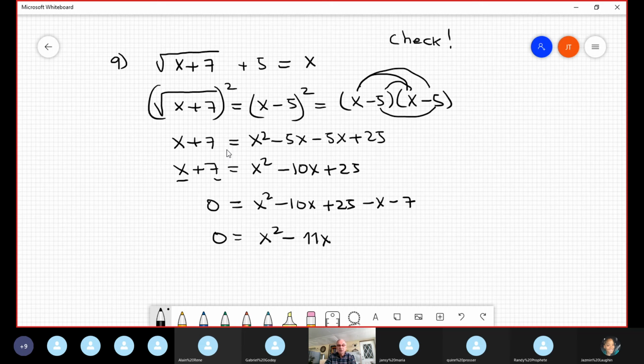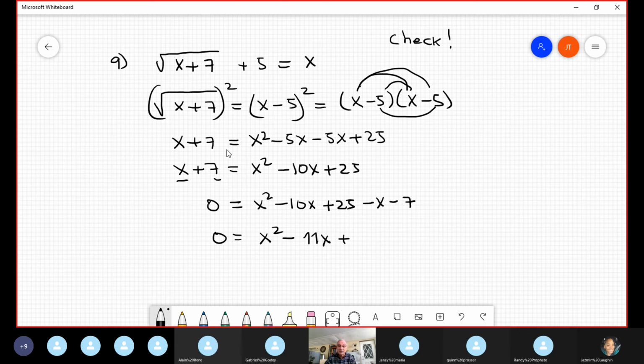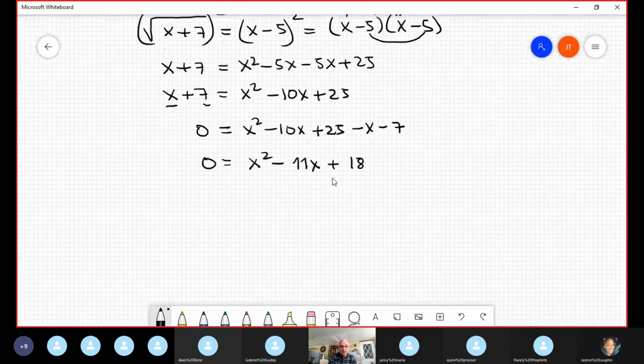So, 0 is equal to x squared minus 11x plus 25 minus 7. 25 minus 7 is 18, yeah. It's 18. Okay, so I can write it much better like that to feel more comfortable: x squared minus 11x plus 18 equals 0. Okay, now we're ready to solve this quadratic equation.